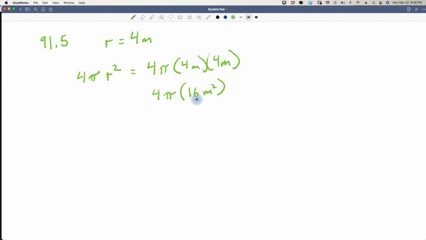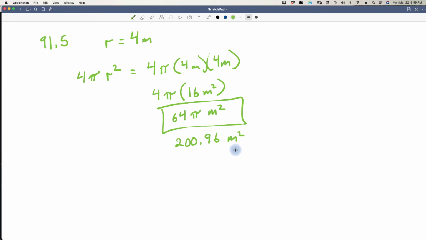So 4 times 16 is going to be 32 plus 32. This is going to be 64 pi meters square. And that would be the answer I would accept if you wanted to go ahead and multiply times 3.14, which is pi. That would be 200.96 meters square. I'll take either answer. Again, as far as I'm concerned, they're the same answer.